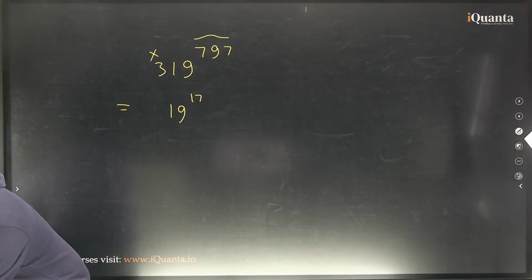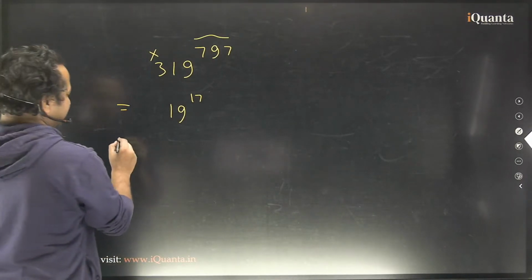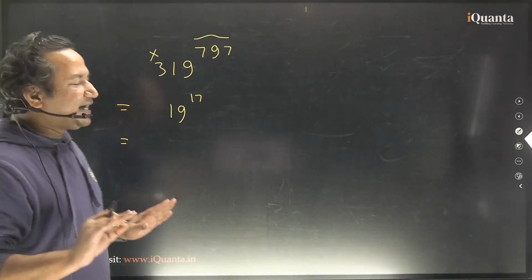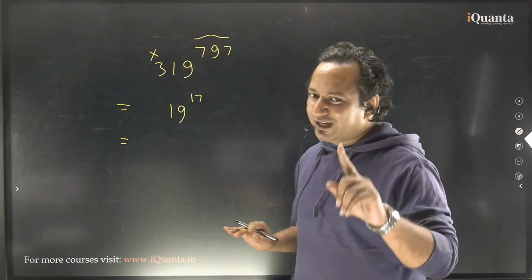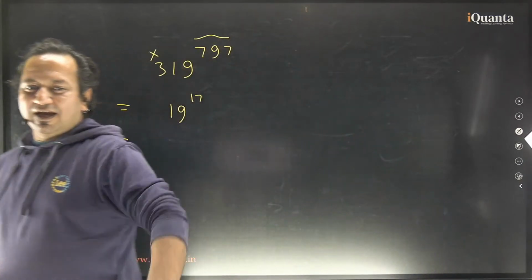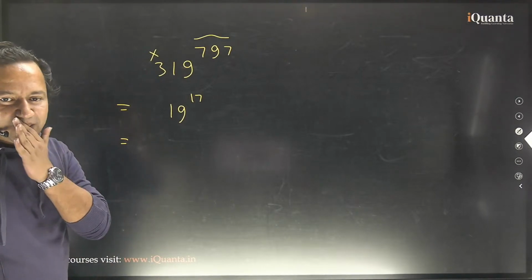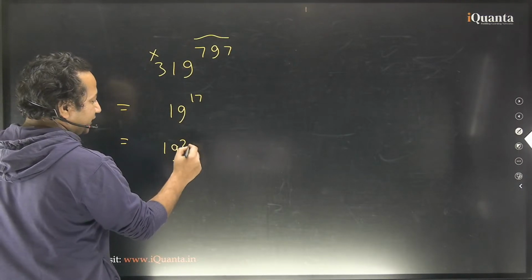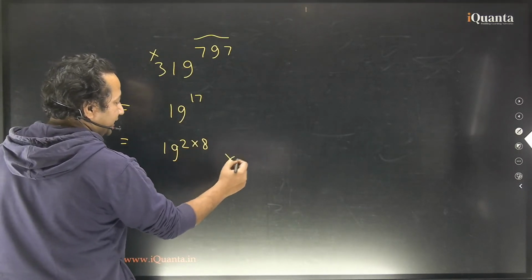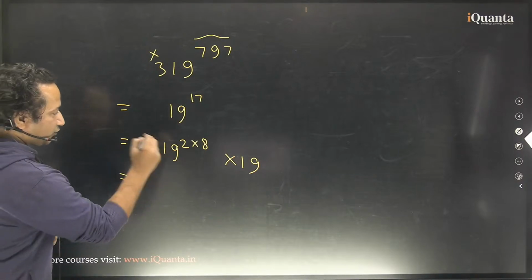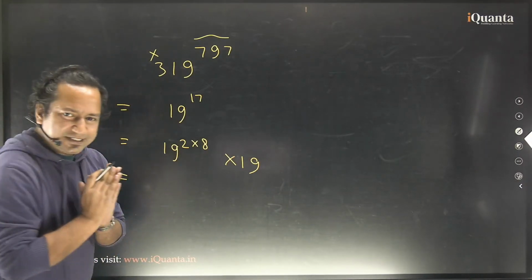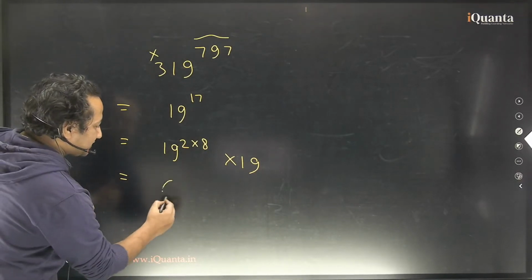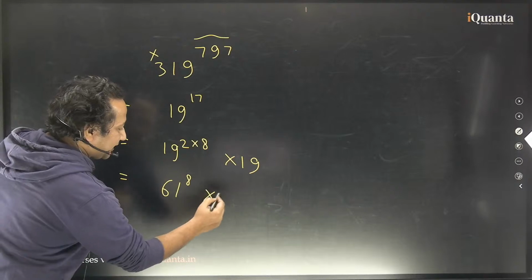बहुत ही स्पीड में ये आंसर हमारा आ जाएगा. कैसे? 19 का यहाँ कितनी अच्छी बात है ना. 9 के स्क्वायर में we get 1 in the end. Like 9 square is 81 and 19 square is 361. How beautiful. So can I write this as 19 square, this is 8, multiplied by 19. Wow. So what do I get here? 19 square is 361, and we are concerned only with the last two digits. So I get 61 to the power 8, and here I get 19.